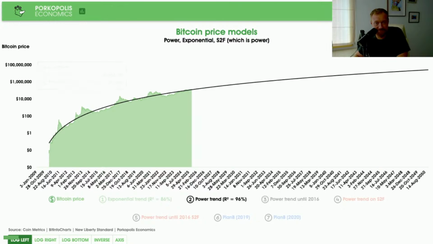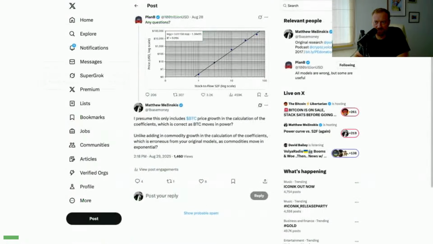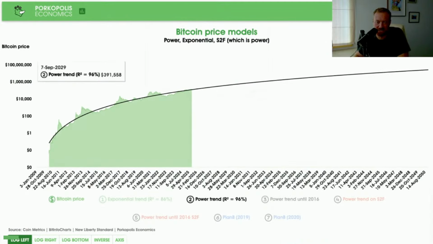Let's do a couple things. Again, it's always important. First of all, another thing I keep hearing Plan B talk about is that Bitcoin moves in exponential. It's a very strange thing to say when you're posting power law models, when you're posting power law models and saying Bitcoin moves in exponential. So again, forgetting stock to flow, let's just shoehorn in exponential and see how that looks for Bitcoin.